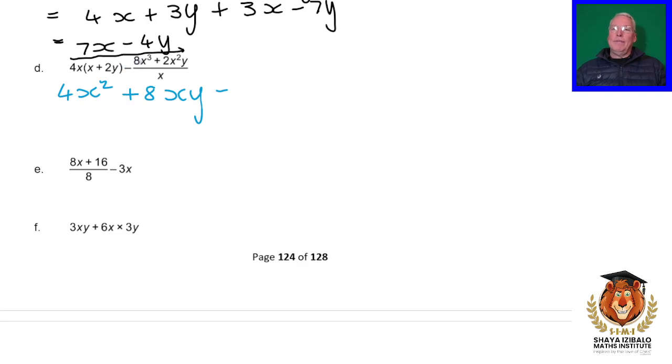The negative now is going to distribute into both these terms. Just be careful of this. We're going to have negative 8x cubed over x, and we're going to have negative 2x squared y over x. Right, this is 4x squared plus 8xy as before.